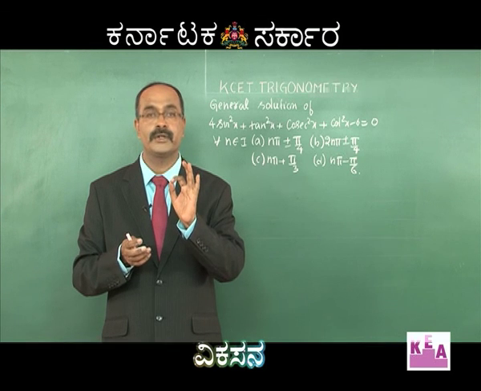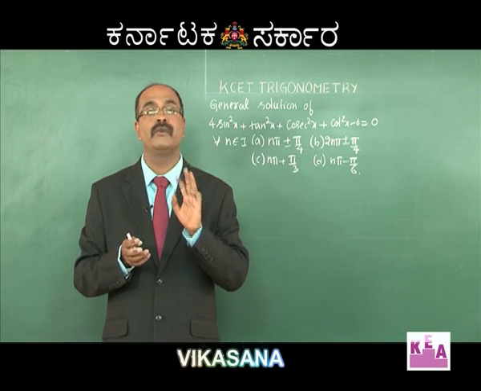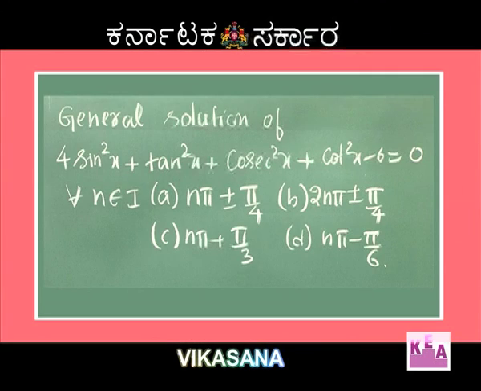If you look at the present question, you will straight away eliminate two options without hesitation. What is that? Let us see. Look at the question, dear students. General solution of 4 sin square x plus tan square x plus cosecant square x plus cot square x minus 6 is equal to 0, for all n belonging to I, is. Option A, n pi plus or minus pi by 4. Option B, 2n pi plus or minus pi by 4. Option C, n pi plus pi by 3. And option D, n pi minus pi by 6.